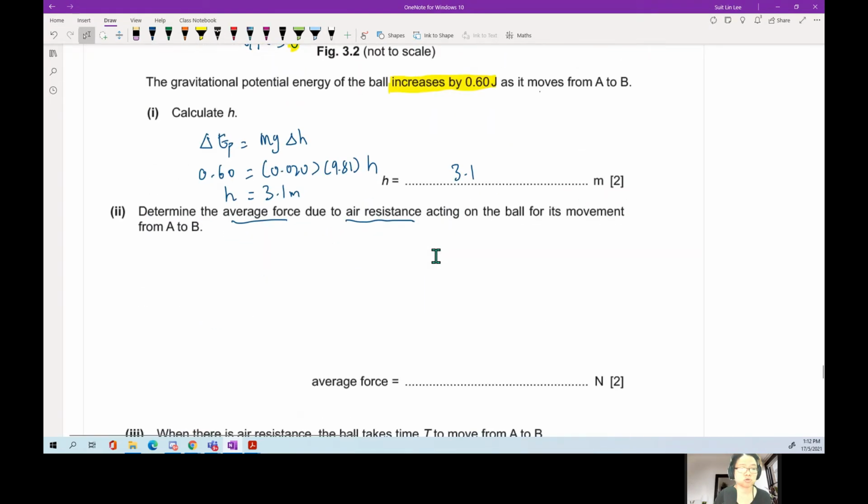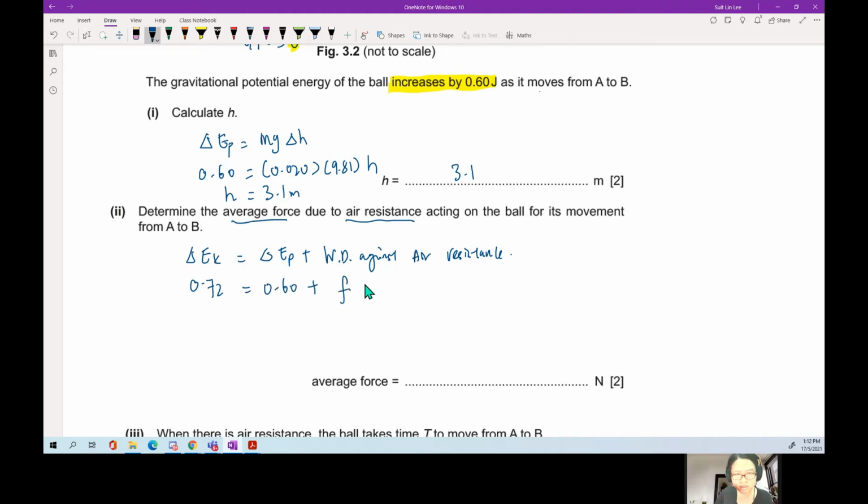Okay, so I'm just going to write the conservation of energy here just to satisfy myself. The change in kinetic energy is equal to the change in potential energy plus energy lost to friction, or work done against air resistance. So this is 0.72, this is 0.60, this is friction times the distance traveled, which is h. So 0.12 is F times 3.1. Then you can get your F as 0.039.